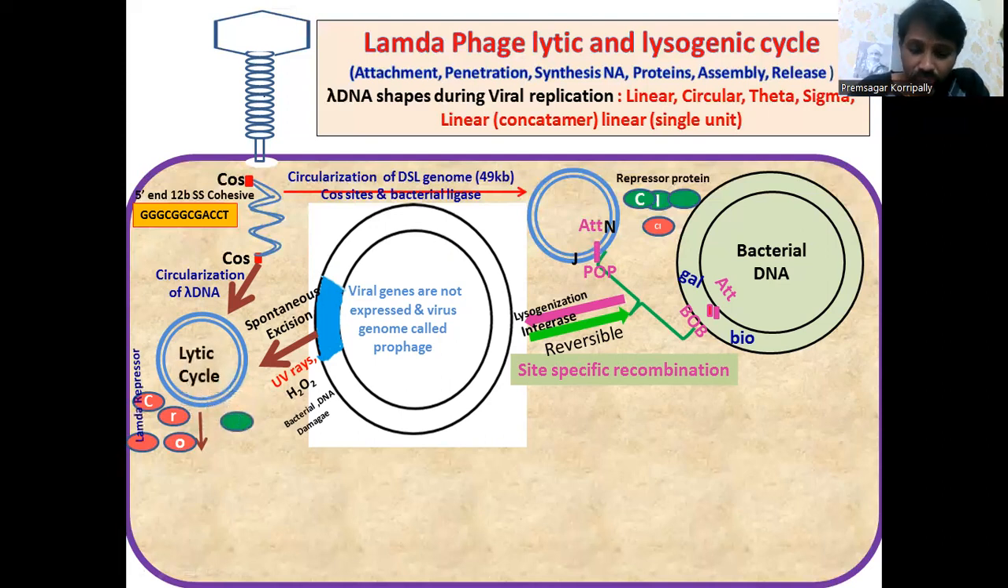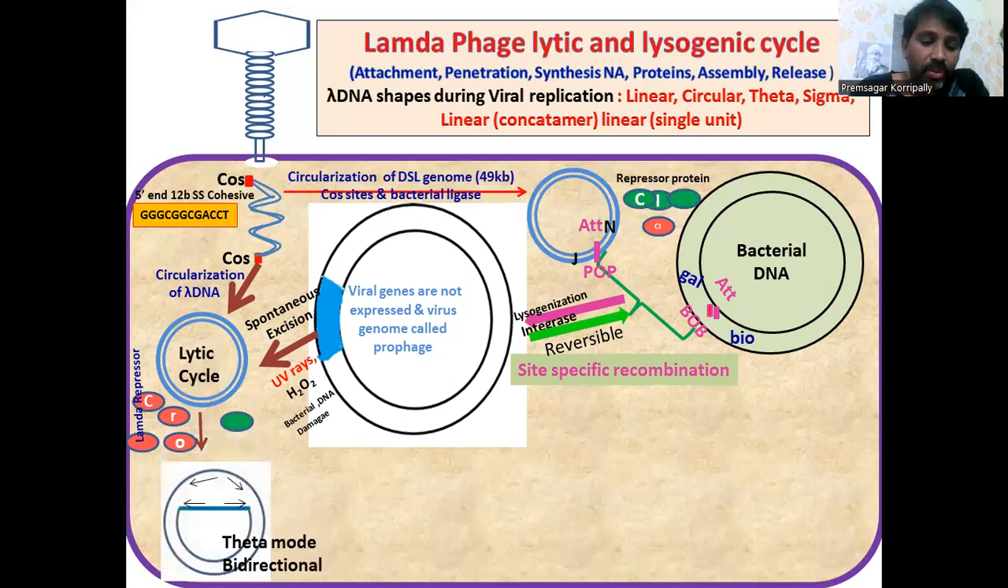Now, with the help of O and P proteins, DNA replication is initiated after identification of the origin of replication, and they undergo bidirectional replication. Because of the bidirectional replication, the circularized lambda phage DNA looks like the Greek letter theta. Hence, it is called theta mode replication.